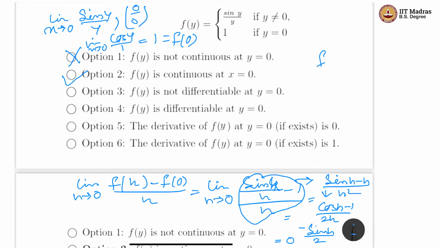So we have f dash 0 equal to 0. So the function is differentiable at y equals 0 and the derivative of the function is 0. So these two are incorrect and these two are correct.